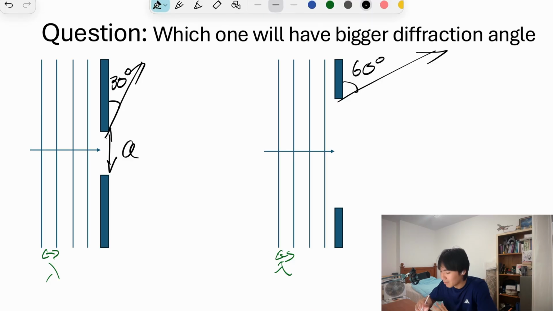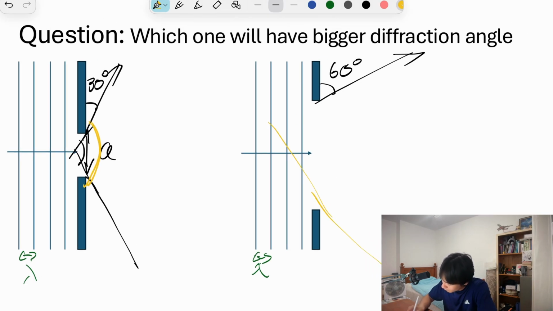When we're technically talking about the angle, we only talk about the angle that makes up this. I'm not sure if you can see properly, but we actually talk about this angle here, how much it spreads out. If you draw a line here and compare this angle, the angle on the left is much bigger than the angle on the right. So therefore, a smaller aperture results in a larger diffraction angle.